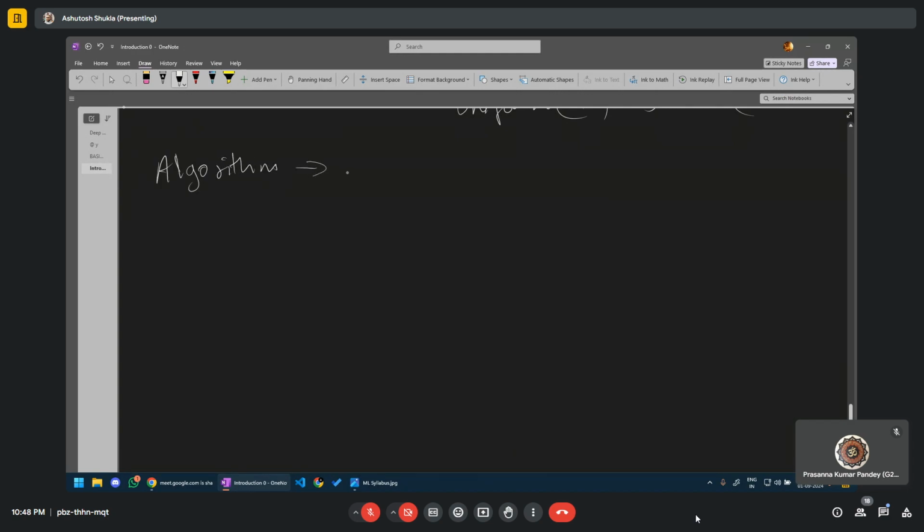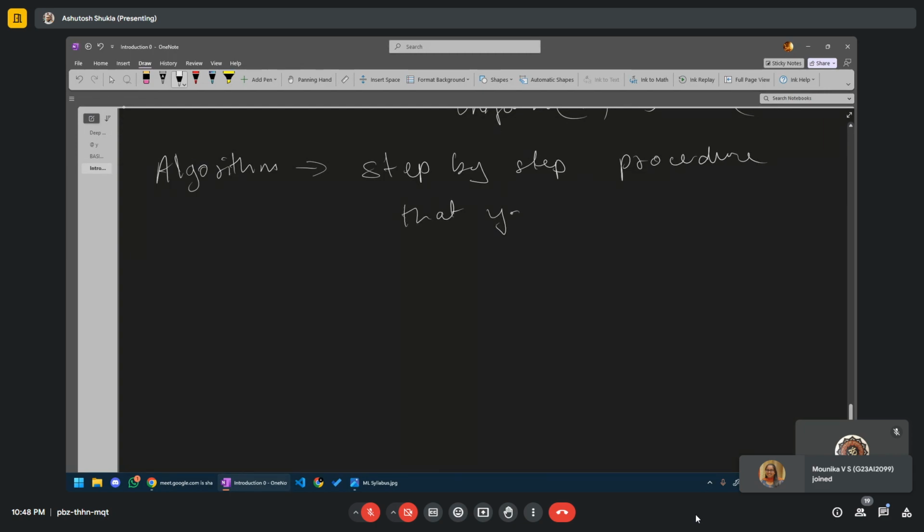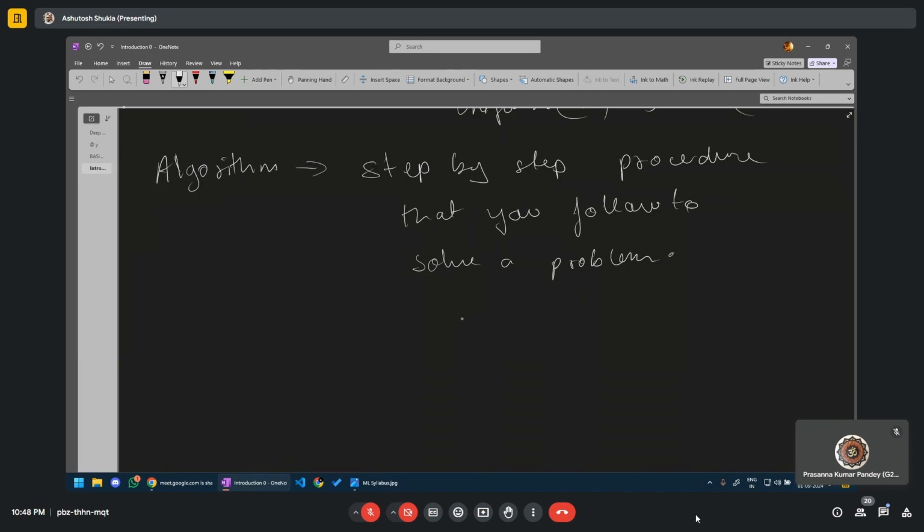Not sure if I really need to define this, but it's just a step-by-step procedure that you follow to solve a problem. So for ML, all it refers to is different types of methodologies that you could use to solve the same decision-making problem. Literally, that's it.